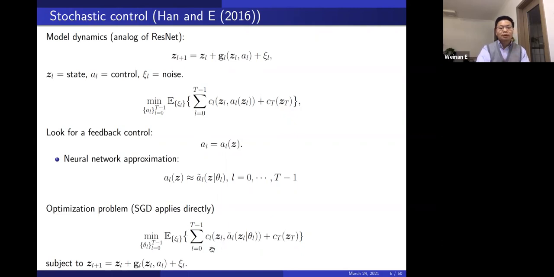Because the loss function is expressed as an expectation, the philosophy of SGD applies directly. So that's why we chose this stochastic control problem as the first example to illustrate the power of deep learning, because it has a very close analogy with ResNet-based deep learning algorithms. The ResNet SGD paradigm applies directly.